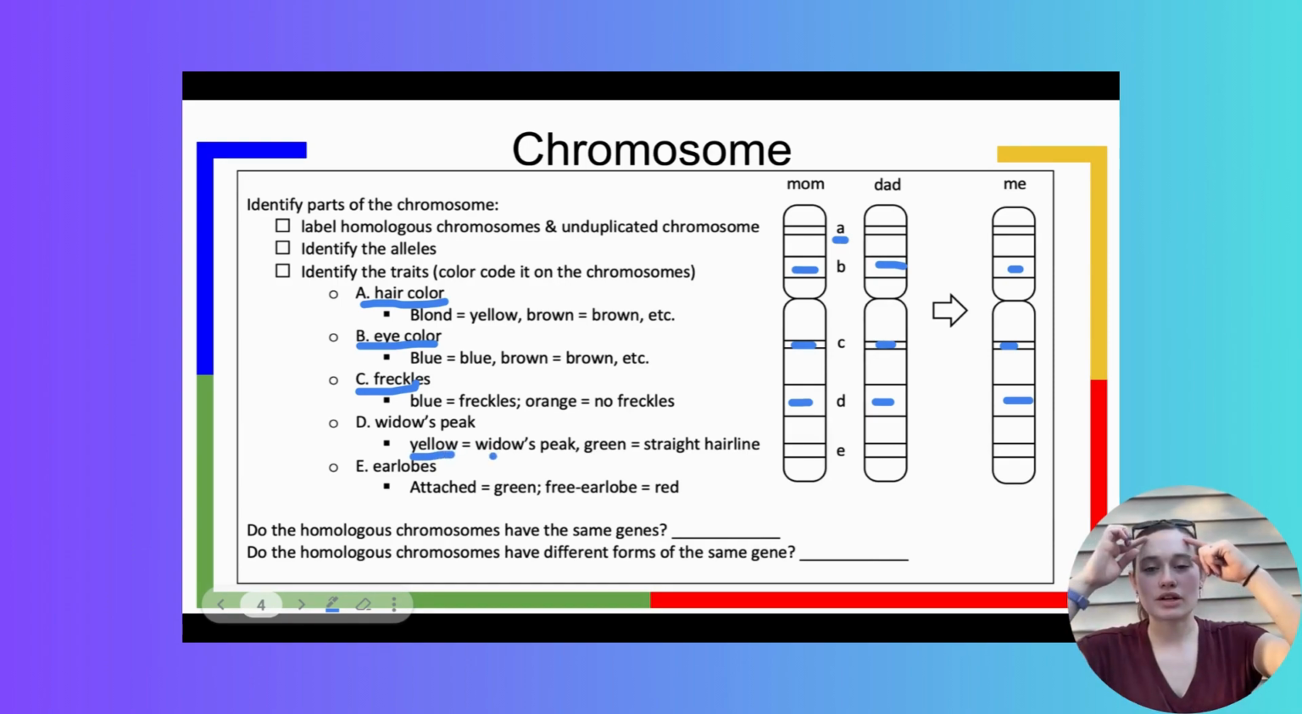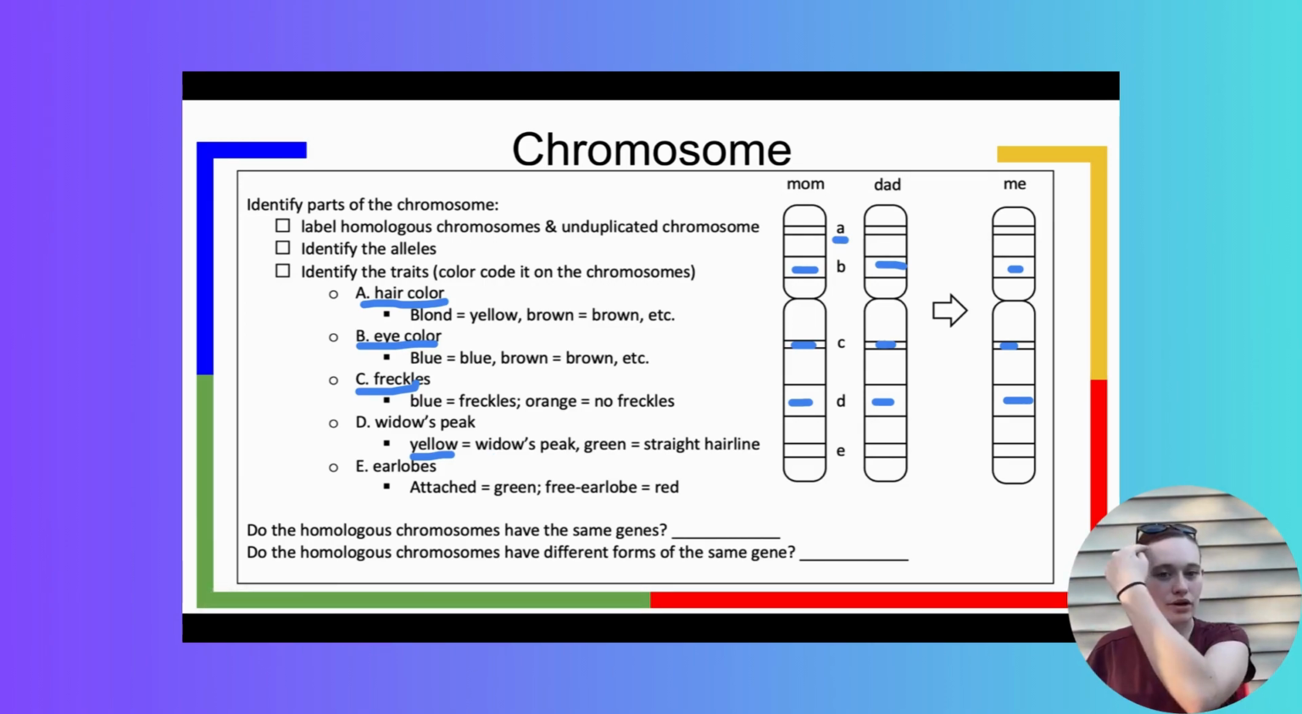Now, a widow's peak is when your hairline comes down to a peak like this on your forehead. And then green is going to be a straight hairline where it goes all the way across. And the last trait you're going to look at are your earlobes. So there are attached earlobes and free earlobes.